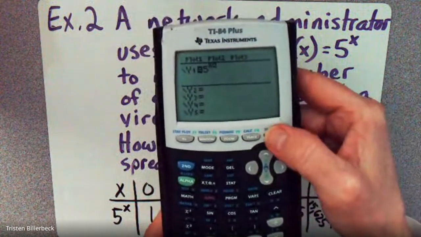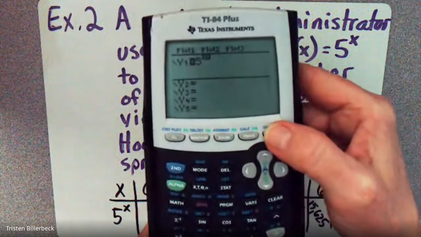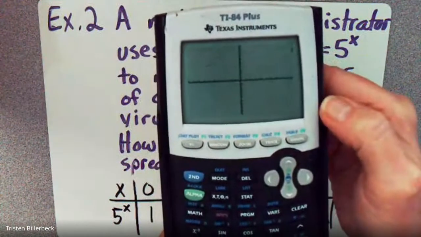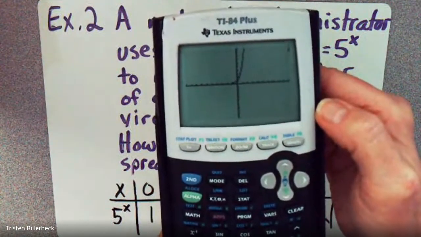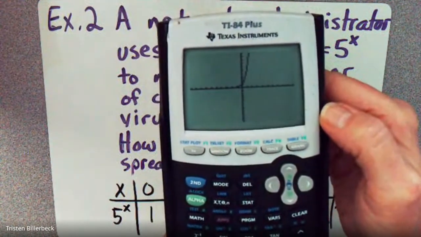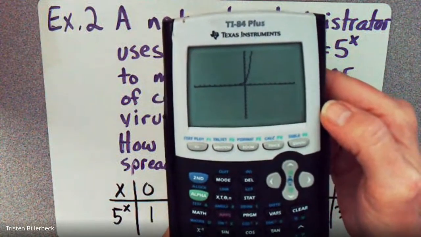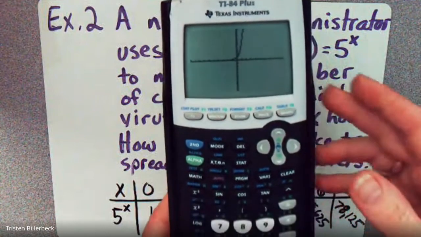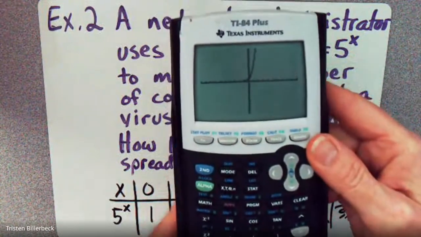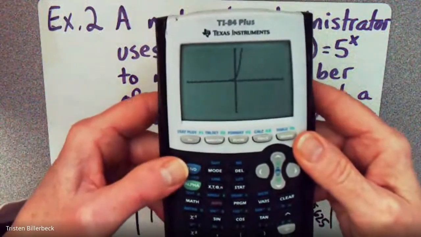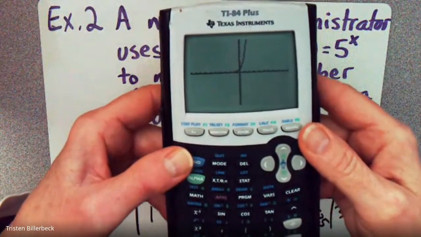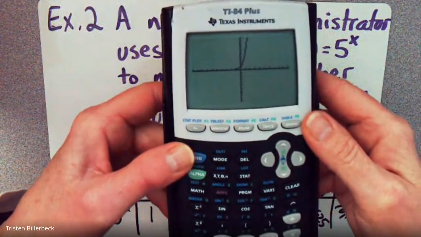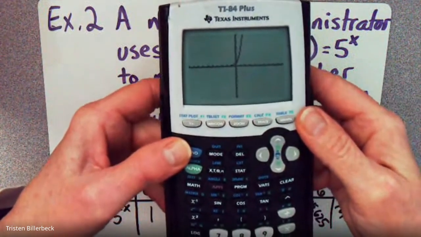So let's graph it really quickly so you can see how cool graphing calculators are. Here we go. I'm going to hit graph. There it is. That's the graph of how fast a virus will spread amongst computers. Okay, but this doesn't really tell me how many computers are going to be infected, or how long it'll take to infect 50,000 computers.